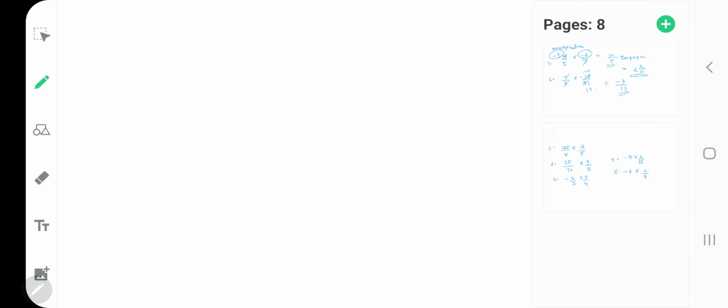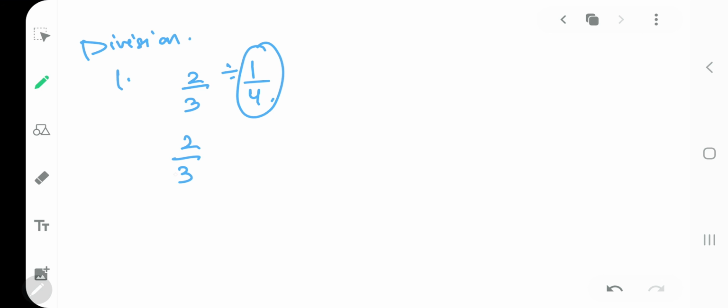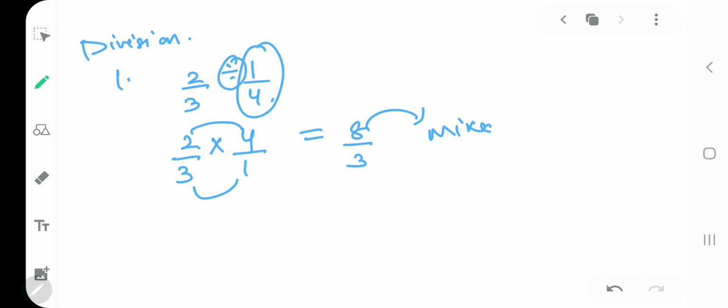Okay. Next I'll be taking your division. My dear kids, whenever you have division, for example, if I give you 2 upon 3 divided by 1 upon 4, in that case the fraction after the division sign, I will change this division sign into multiplication and that fraction will be reciprocated. So what you will do now? Multiply numerator to numerator and denominator to denominator. So you got something like this. And you have to convert this into a mixed fraction and give your answer.